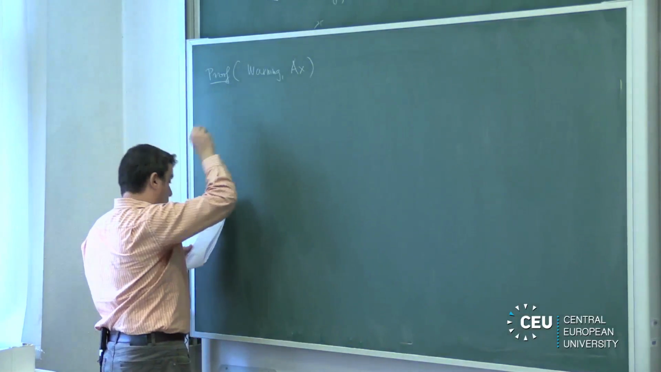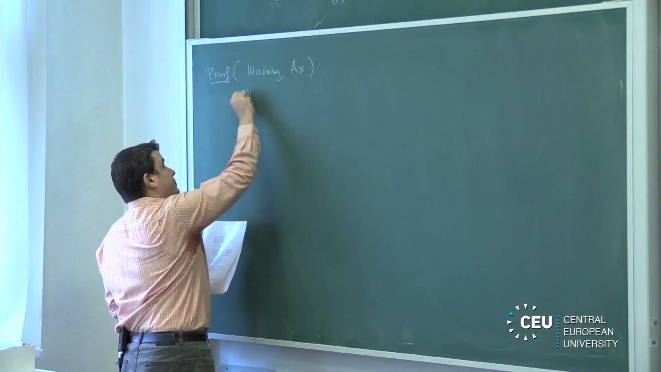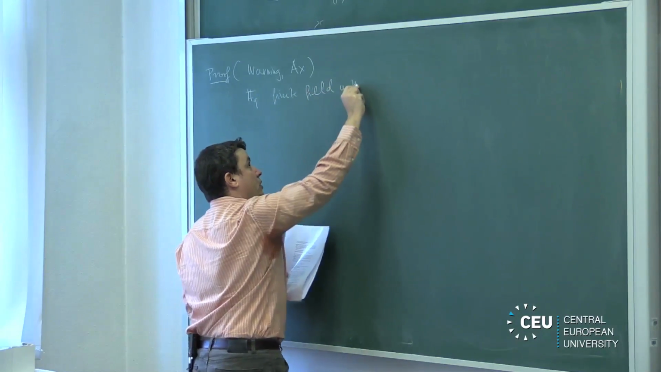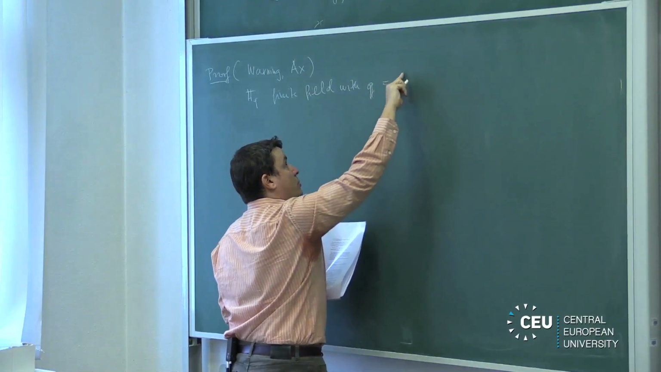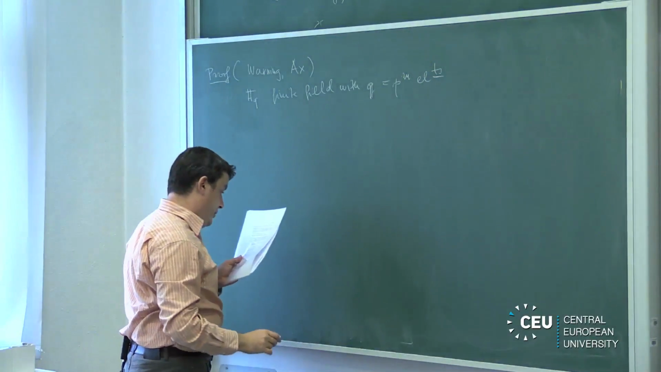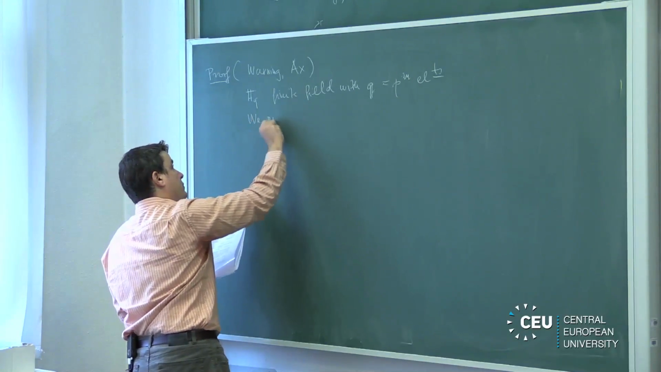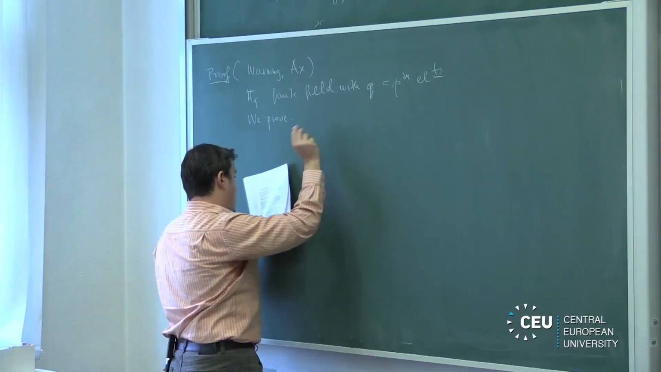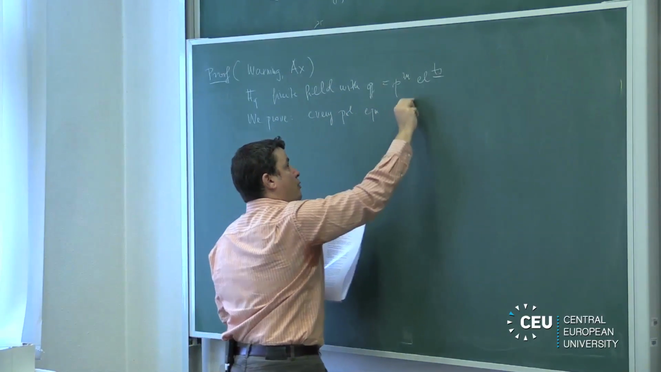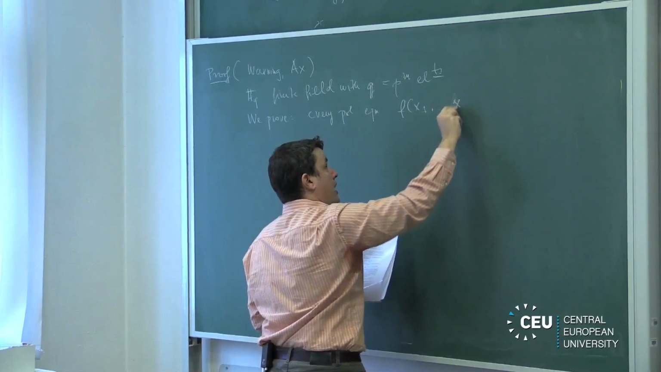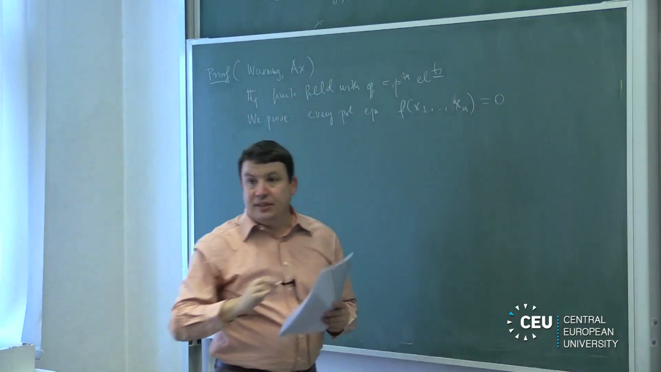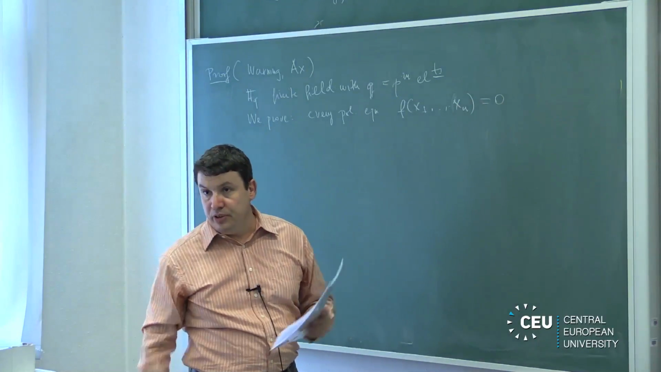So how do you do this? Let F_q be the finite field with q, that is p to the m, elements. And p is the characteristic of the field, and so we shall prove: for every polynomial equation f(x1, ..., xn) = 0, the point is that it is not necessarily homogeneous. I forget about the property of being homogeneous.